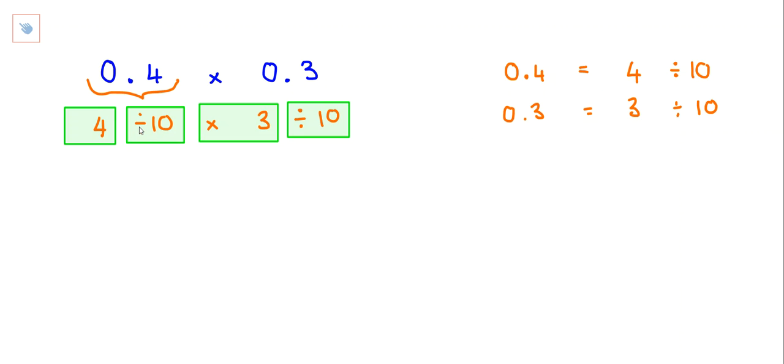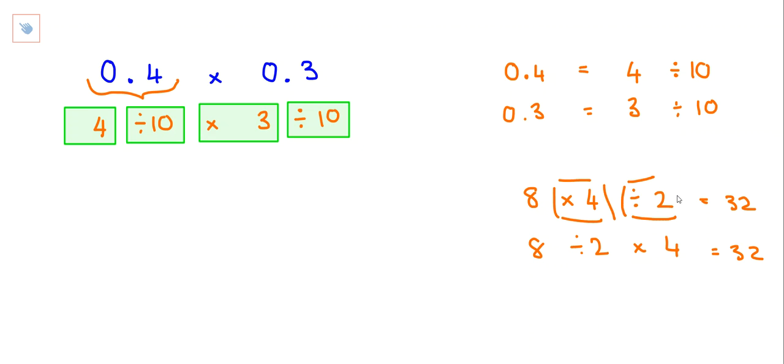Do you remember we said before as well that multiplication and division, if that's all there is, can be done either way round? So I said 8 times 4 and divide by 2. Is that the same as 8 divide by 2 times 4? Both of them are 32, yeah? So if I do a times followed by a divide, I can equally do the divide followed by the times.